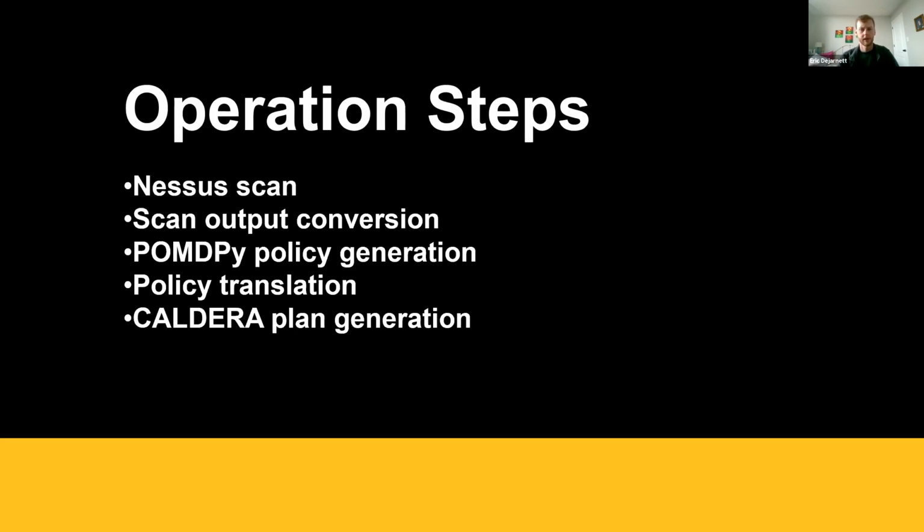So in terms of operations steps, again, this is something that's already been covered. I'll run through it real quick just as a refresher. You take a Nessus scan of your target area, your target network. You have to do the scan output conversion, which is a simple Python script. You feed the result of that into PomDPy, and it does policy generation with reinforcement learning. And then you have to translate that policy so Caldera can parse it and generate an attack plan based on the results of the algorithm. So pretty straightforward. It's a pipeline straight through.